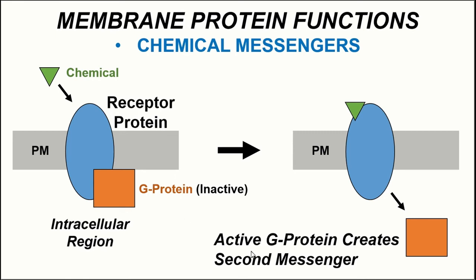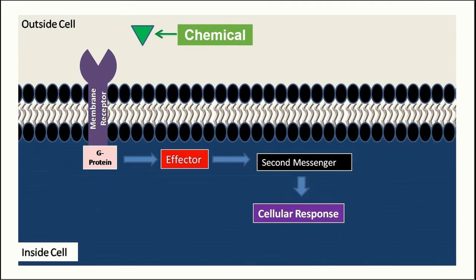So as I mentioned, this type of messaging system, where a chemical messenger activates a G protein and then that G protein creates a second messenger, is referred to as a second messenger system. Here's another, more simplified diagram showing the second messenger system. We have the outside of the cell towards the top, the plasma membrane here in these little black ovals with their lipid tails, and then the inside of the cell down here in blue.